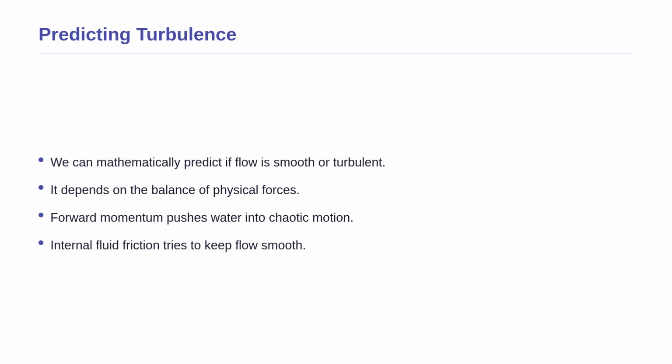Knowing that turbulence is the key to oxygenating the water, we need a way to predict when it will occur. We can mathematically predict whether a stream's flow will be smooth or turbulent using principles from fluid dynamics. It all comes down to a battle between two physical forces. On one side, we have the physical momentum pushing the water forward, crashing it into rocks and creating chaos. On the other side, we have the sticky internal friction of the water itself, trying to hold it back and keep the flow smooth and layered. By comparing these two forces, we can determine exactly what kind of environment the fish will experience.